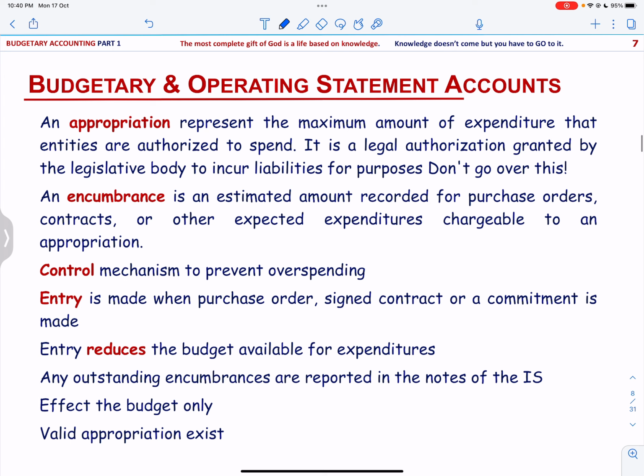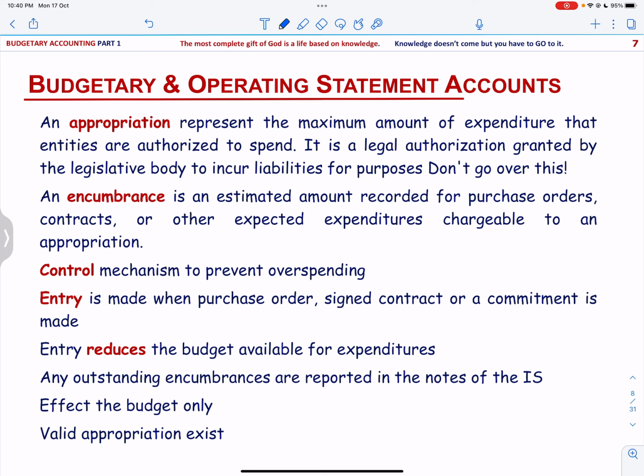An appropriation represents the maximum amount of expenditure that entities are authorized to spend. Governments, while preparing the budget, decide the maximum amount they are going to spend on a specific activity. It is a legal authorization granted by the legislative body to incur liabilities for purposes. They can't go over this. This is the maximum limit.